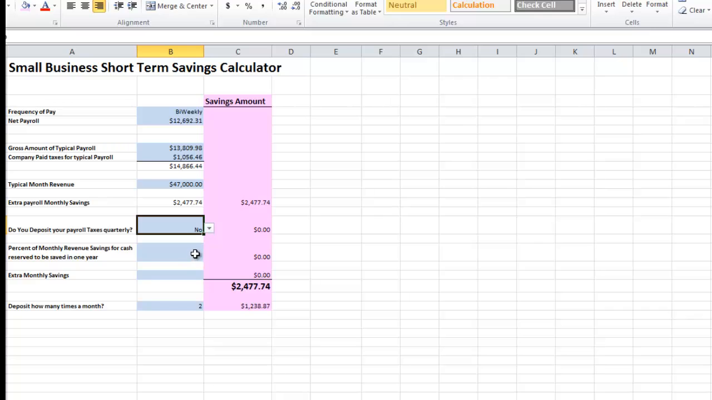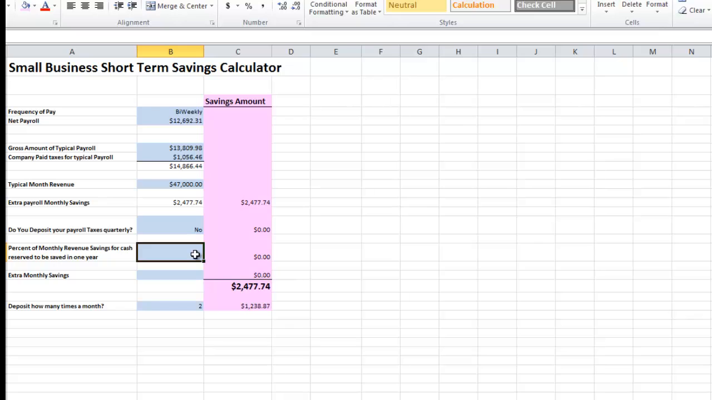All right, next question we're going to ask here is what percent of monthly revenue savings for a cash reserve to be saved in 1 year? So the thing is, I like business owners, and I find as a consultant, it's a great thing to encourage business owners to begin saving a cash reserve just for the heck of it. You don't necessarily know what's going to come. You may get hit with an ice storm or some kind of an emergency, or all of a sudden there's just like no business for a week or whatever it may be. You need some emergency funding.